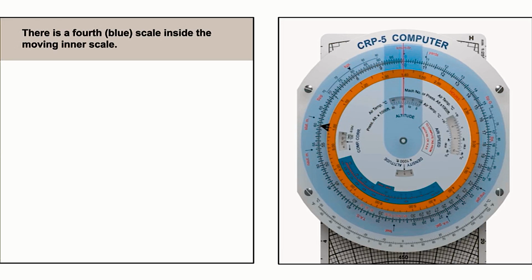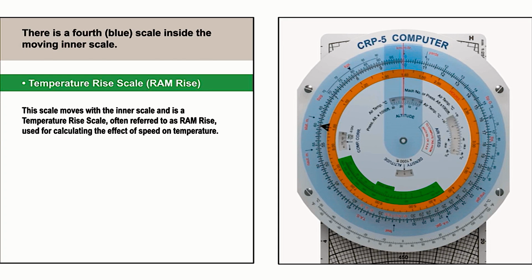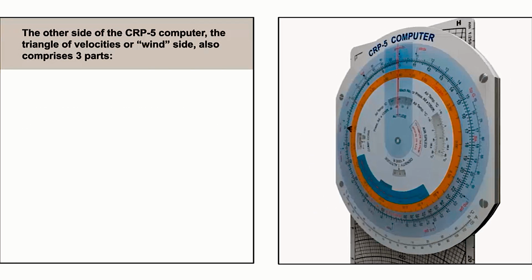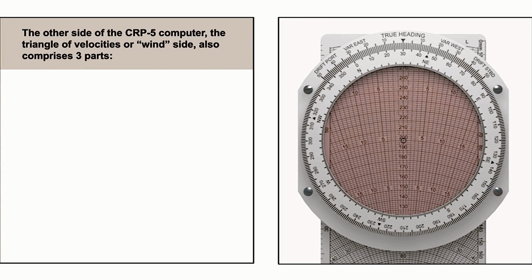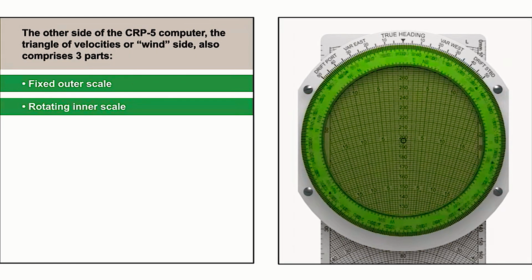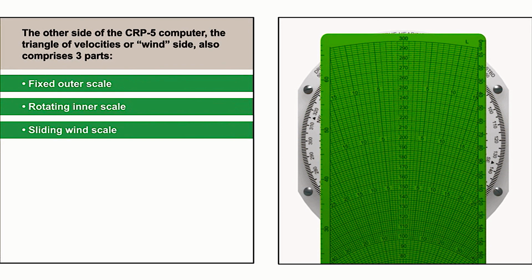The blue scale on the rotating inner scale is called the temperature rise scale and is used for calculating the effect of speed on temperature. This scale is often referred to as the RAM rise scale, and again we will look at its function later in the tutorial. Now let's look at the other side of the computer. Again, it has 3 parts: a fixed outer scale, a rotating inner scale, and a sliding wind scale.